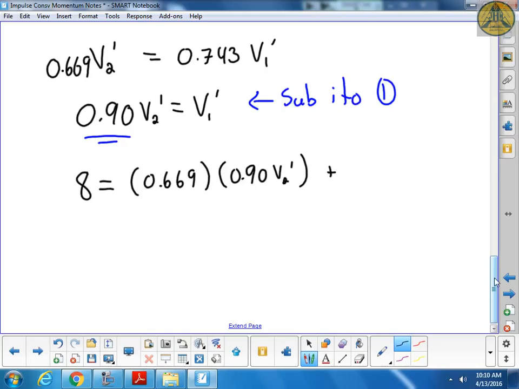I'll simplify. I'm just going to, remember, these are like terms. I'm going to put them all together. So it's 0.669 multiplied by 0.9 equals that. Add to that 0.743. So this is 8 equals 1.34 V2 prime. Divide both sides by 1.34. 5.9. Almost done.